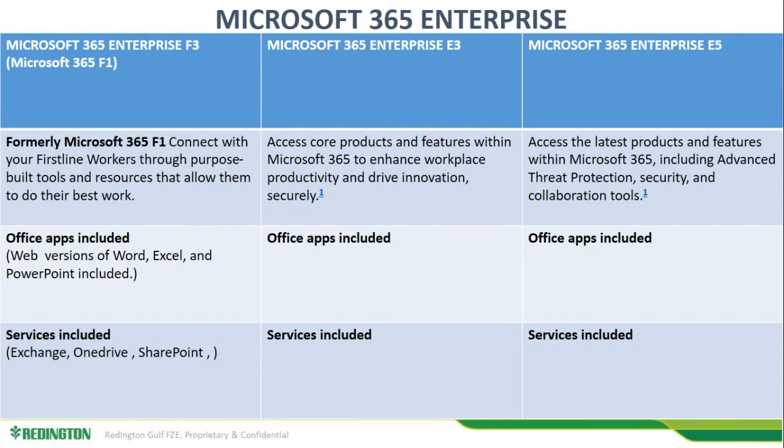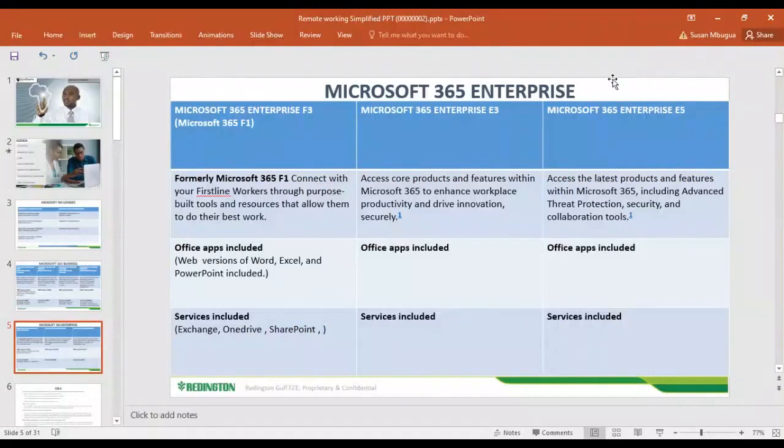So the next license you're going to look at is E5, and with E5 it contains all the properties of E3, but now you see that with E5 it has Power BI, and also it has advanced threat protection and security and collaboration tools. So that's the major difference with Microsoft 365 E5.